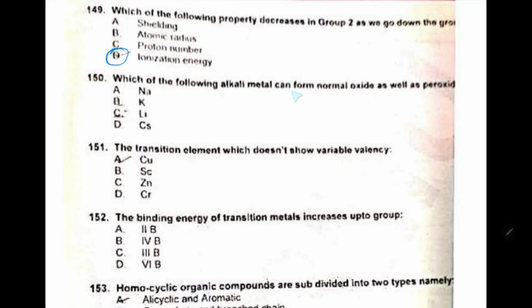Which of the following alkali metals can form normal oxide as well as peroxide? So, sodium can form normal oxide as well as peroxide. This is choice A. The transition element which doesn't show variable valency. The transition elements show variable valency. If we take zinc, zinc is a non-typical transition element which shows no variable valency. So zinc is the correct choice.